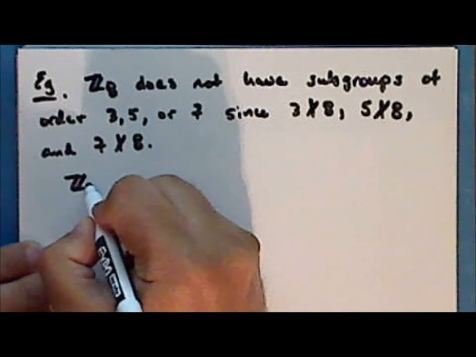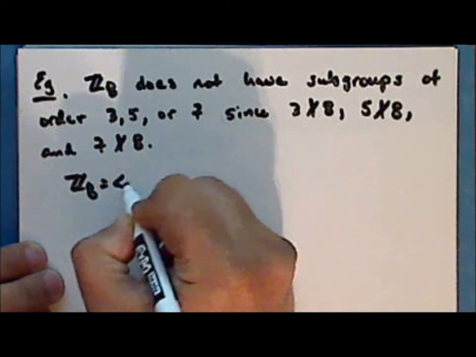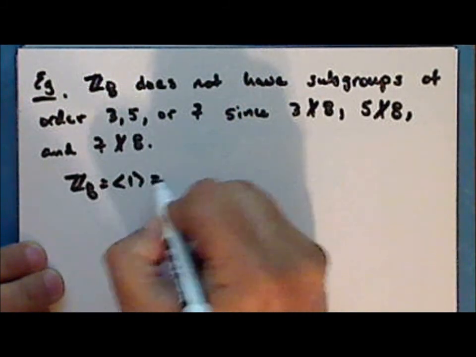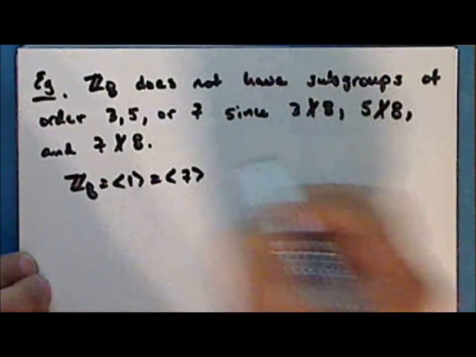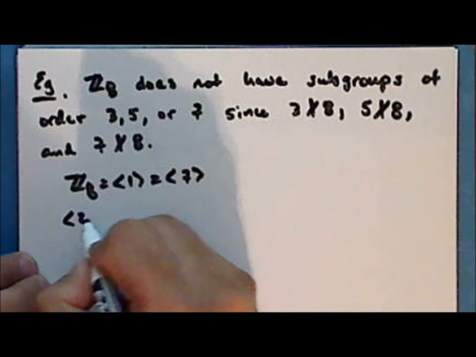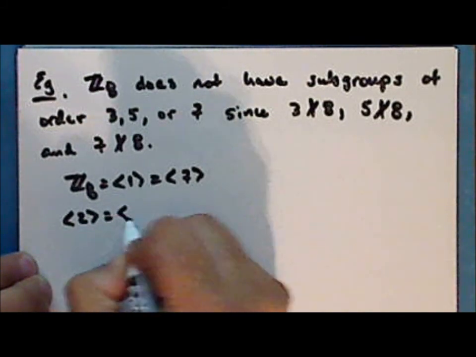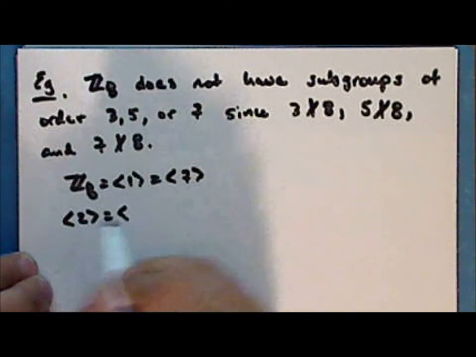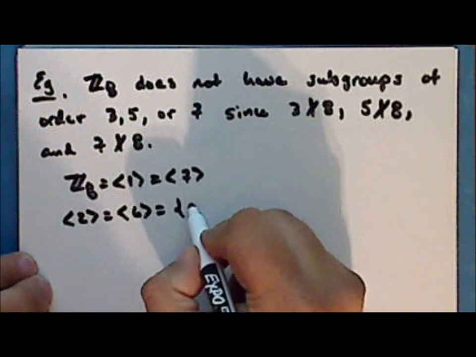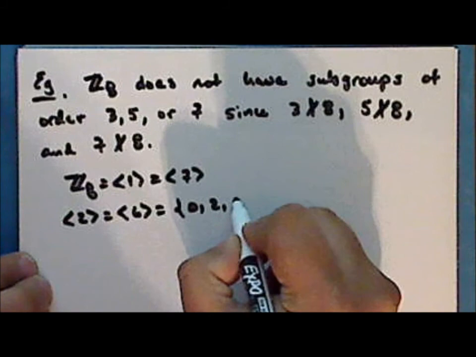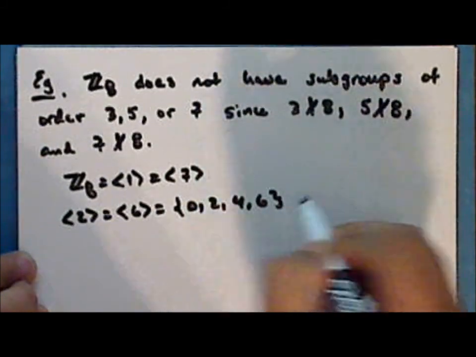Now the entire group is generated by the element 1 and is also generated by the additive inverse of 1, which is 7. The cyclic subgroup generated by 2 is also generated by the additive inverse of 2, which is 6. And this is the group which contains the elements 0, 2, 4, and 6.